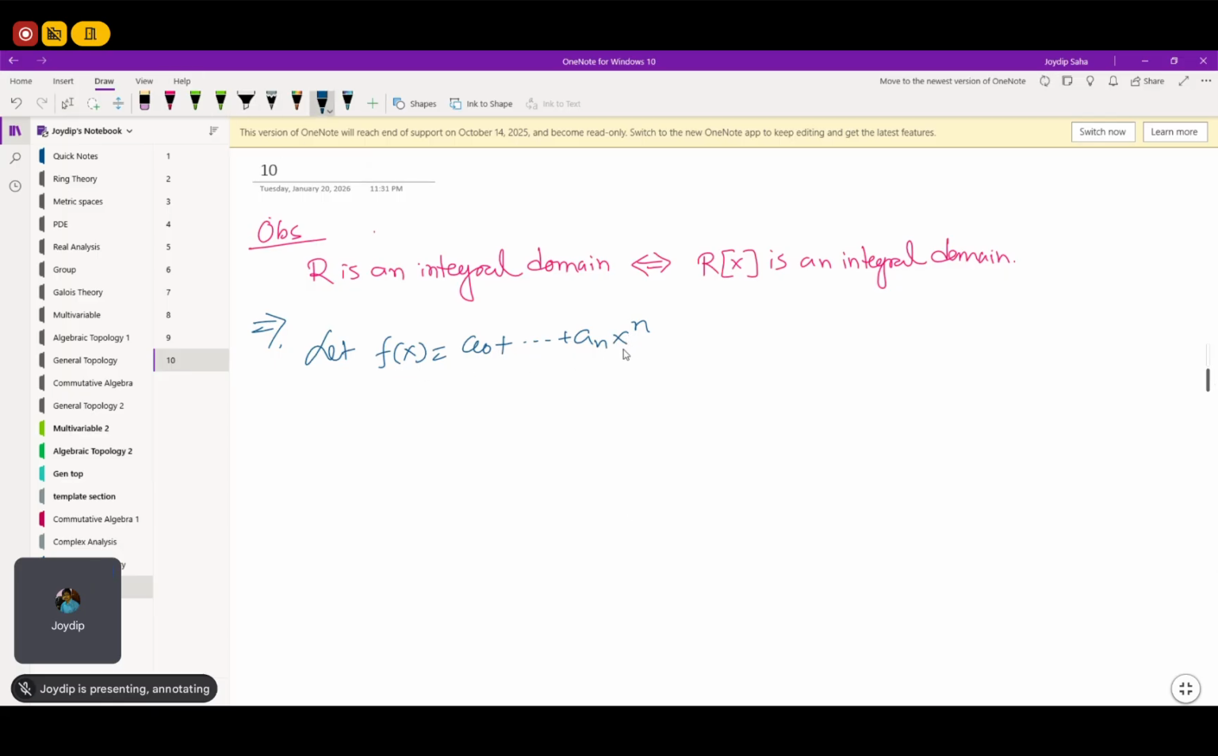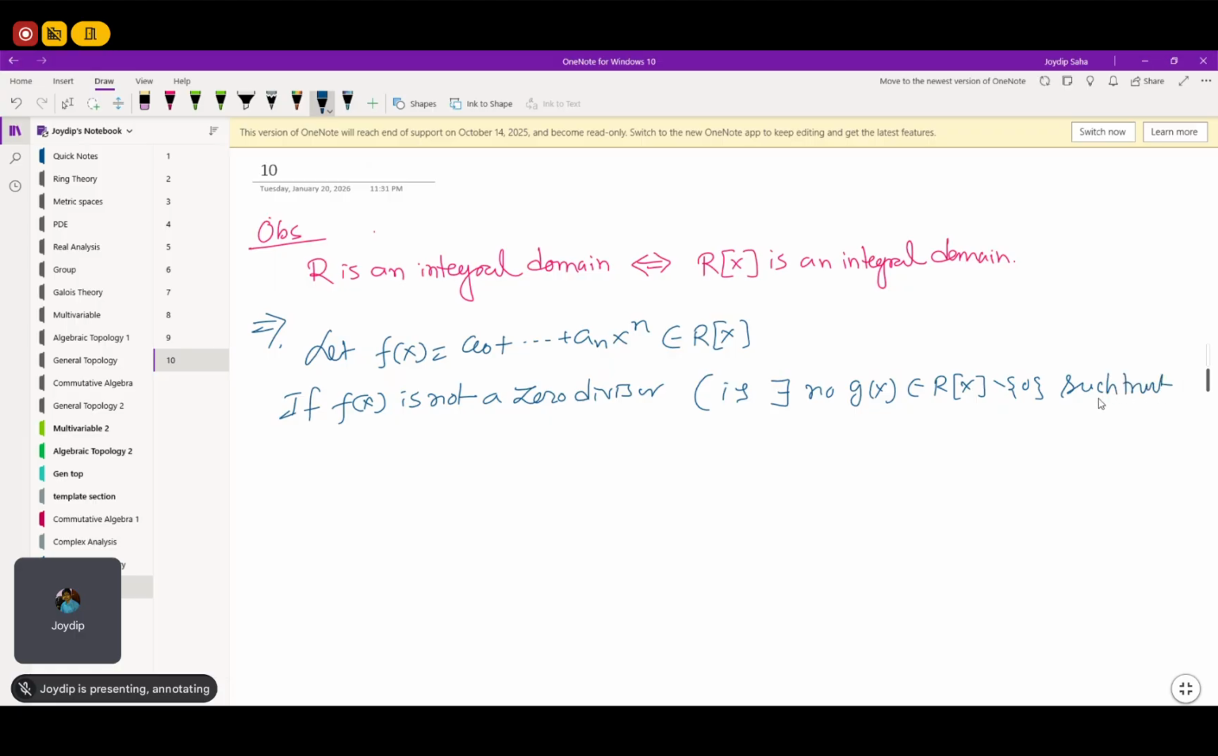Let f(x) belong to R[x]. If f(x) is not a zero divisor, that is, there exists no g(x) in R[x] minus 0 such that f(x)g(x) equals 0, then we are done.